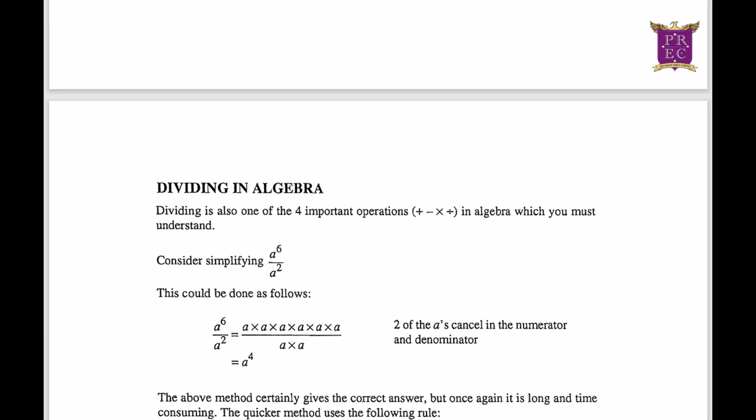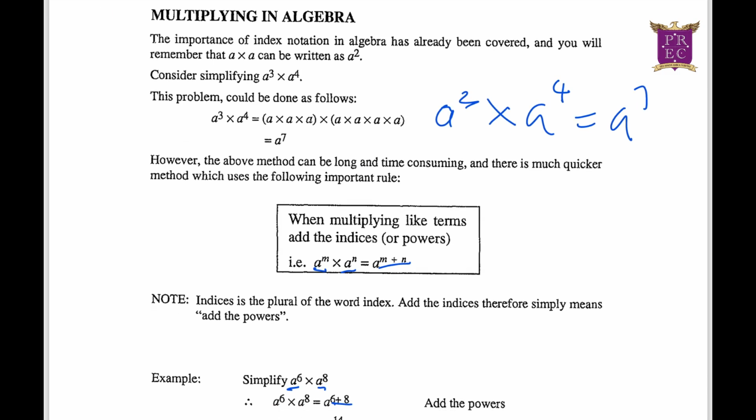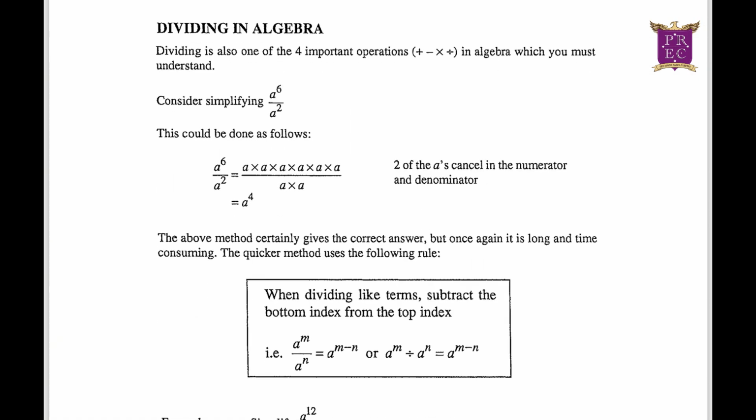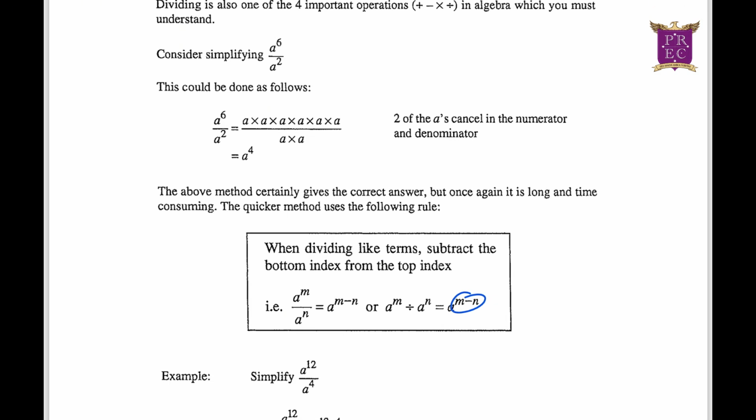Moving on to dividing in algebra. Just like when we multiply expressions with the same base, we add our indices together, when we're dividing two expressions with the same base, we just subtract our indices. So it's very similar to multiplying, but the opposite.